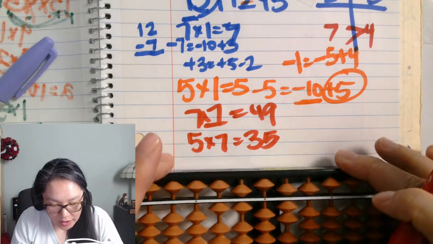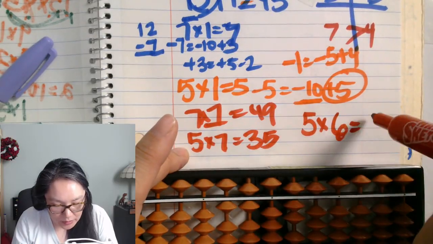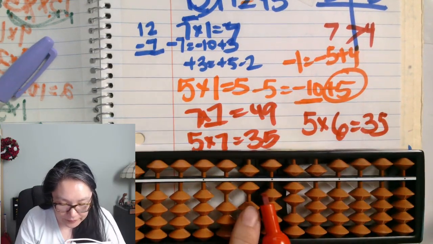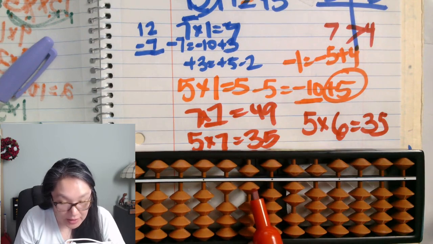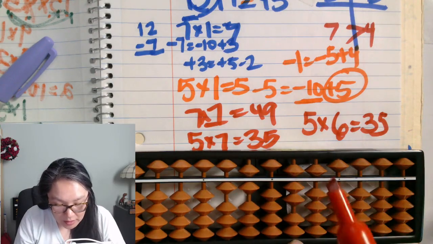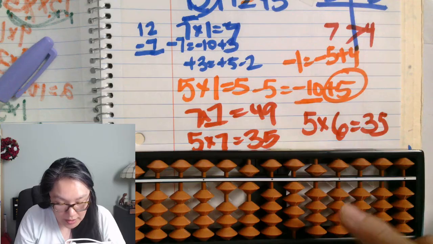So now the question is 5 times 6 is equal to 35. 5 times 6, right? Because we changed this to a 6 instead of a 7. So now it's take away 30, take away 5. So I take away 3, cannot take away the 3, minus the 5 plus the 2, and then take away the 5.